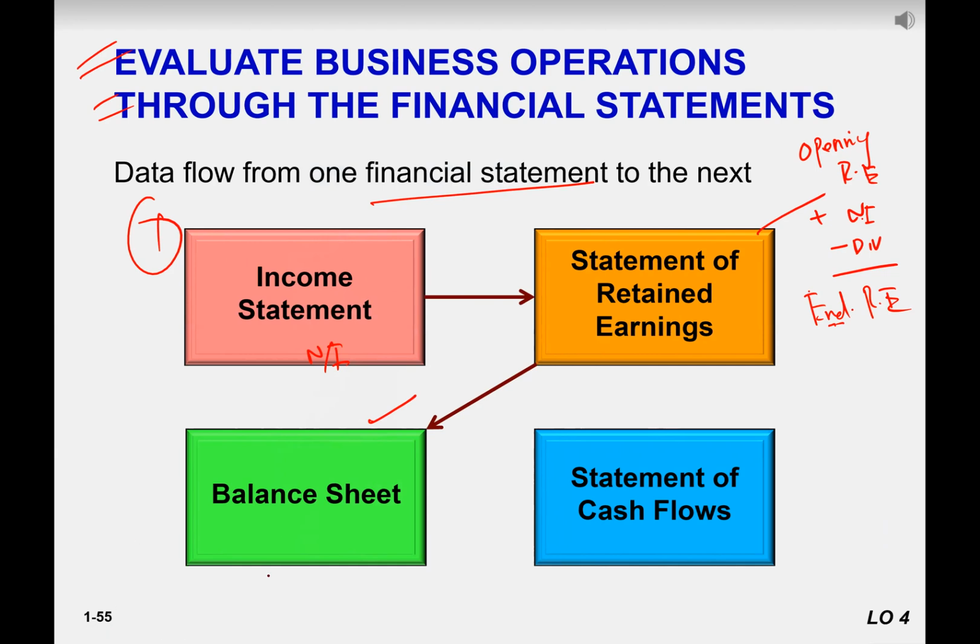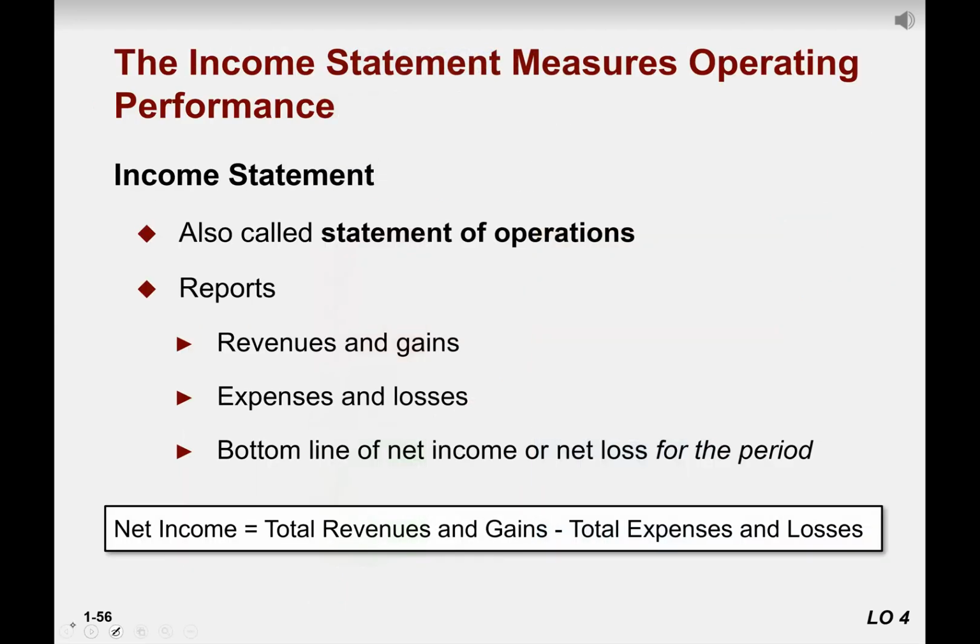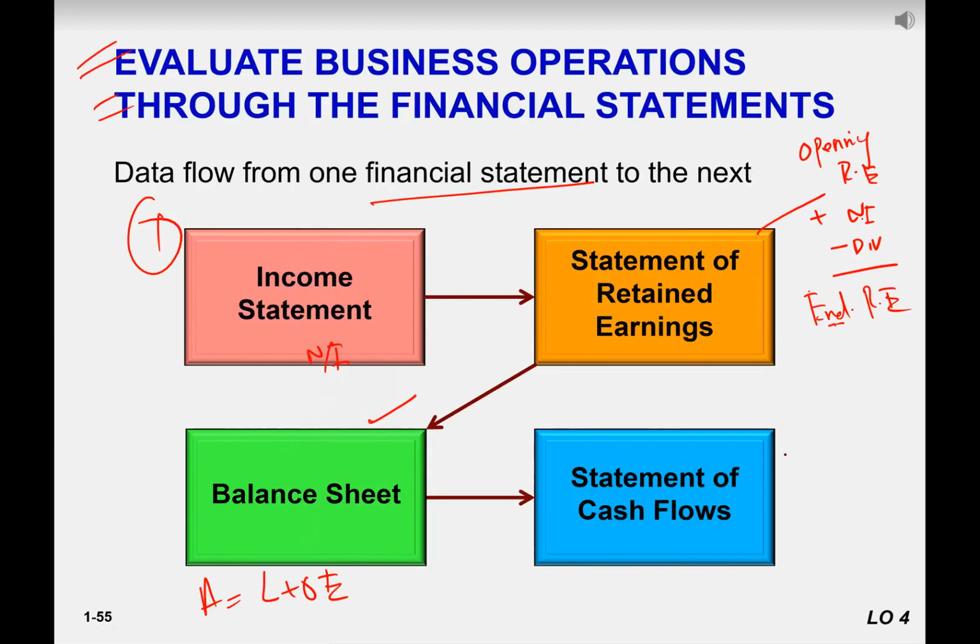And what is the balance sheet equation? Assets equal liabilities plus owners' equity. And the cash flow statement uses both the income statement and balance sheet as well, right? So this is the order. First you make the income statement, then retained earnings, then the balance sheet, and at the end you make the cash flow statement.